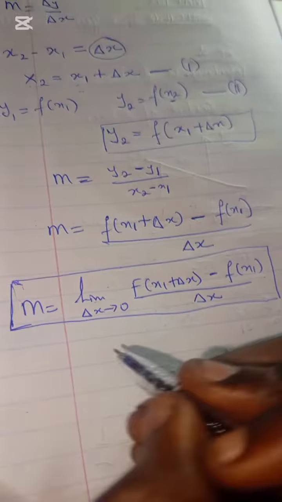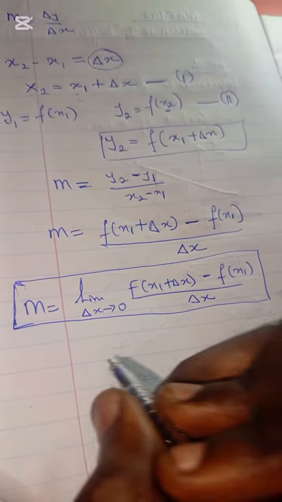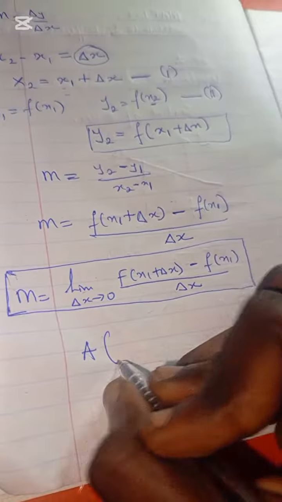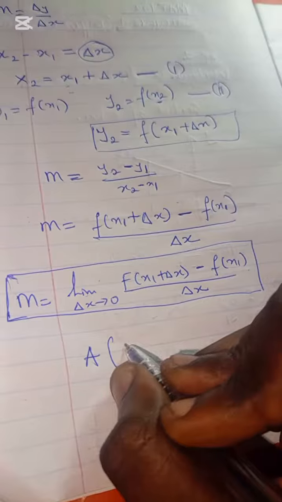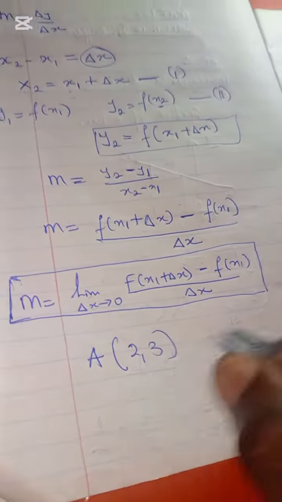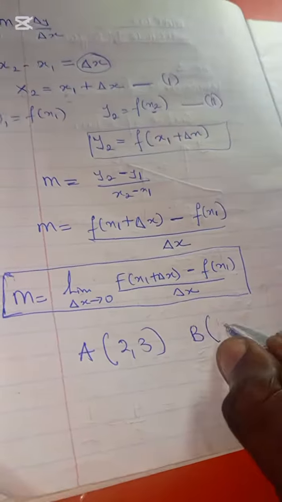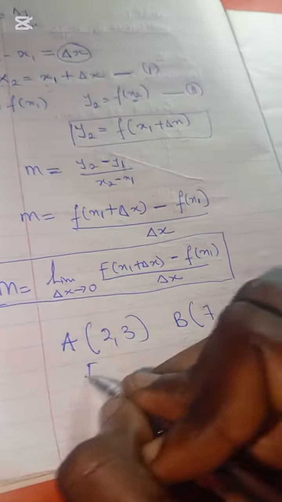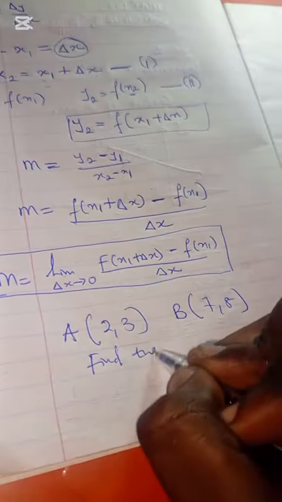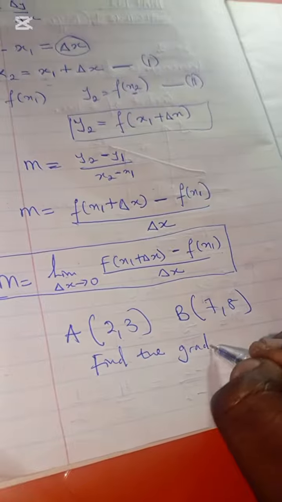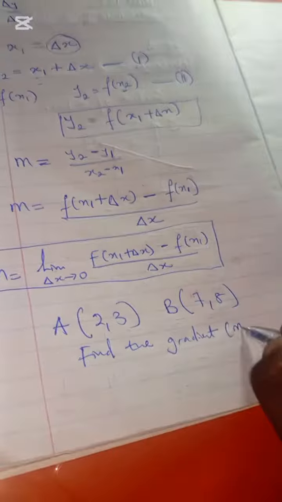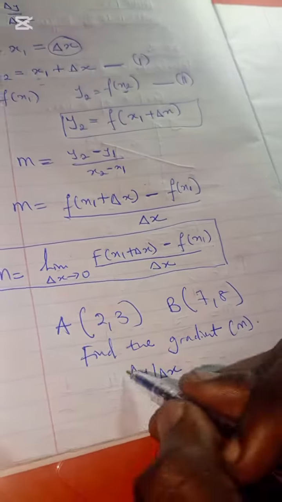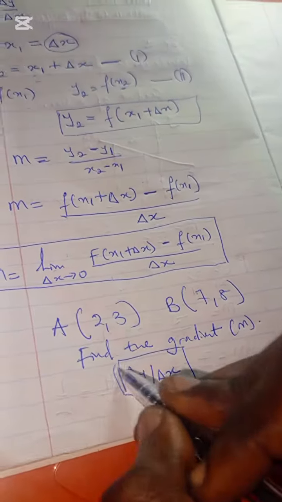Just to keep ourselves busy, I'll give us two points now. Let's say point A with coordinates (2, 3) and point B with coordinates (7, 8). Find the gradient m. Don't forget, change in y over what? Change in x. Tell me your answer in the comment section.